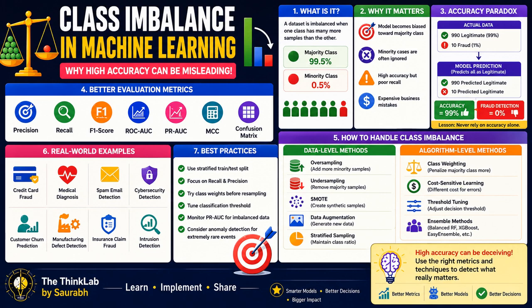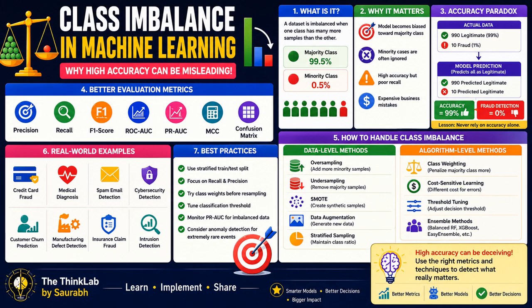So let's look at some real world applications. Credit card fraud detection, medical diagnosis or cancer detection, spam email filtering, cybersecurity detection, insurance claim fraud, manufacturing defect detection, customer churn prediction. In all these cases, the minority class is actually the most important one.